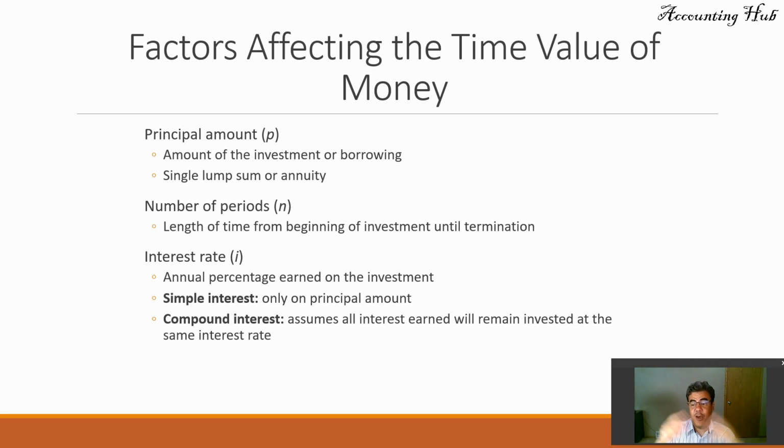We are purchasing a lot of stuff and we will pay a small amount of money over time to pay this purchase. Number of periods, length of time from beginning of investment or borrowing until termination, and interest rate, annual percentage earned on the investment, or monthly or any other period. Simple interest only on principal amount. We usually don't work with simple interest on time value of money. We work with compound interest. Assumes all interest earned will remain invested at the same interest rate.